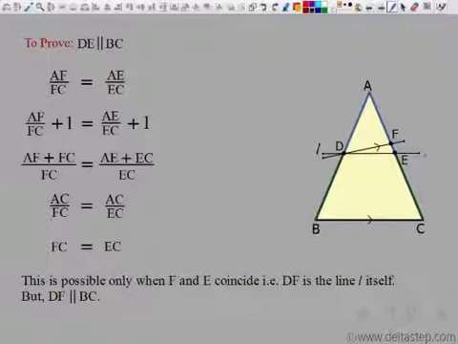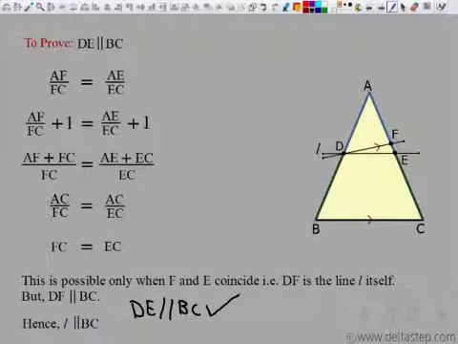So we know that DF was parallel to BC, but since F is equal to E, I can say that DE is parallel to BC. Or this line L, which is nothing but DE, is parallel to BC. This line means DE only, because this line is actually DE produced. So I can say that DE is parallel to BC, and this is precisely what I wanted to prove. So hence I have proved the theorem.